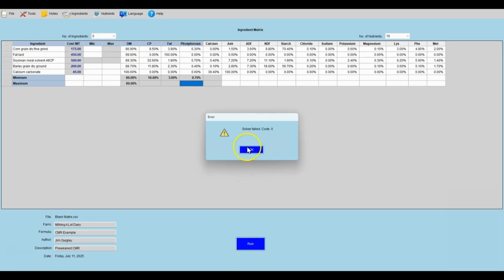infeasible. The only way to meet the phosphorus requirement is by increasing the soybean meal. However, soybean meal has a dry matter of 89.3%, which exceeds the dry matter maximum. These two constraints conflict, and the solver can't resolve them. Every time we add a minimum or maximum, we reduce the solution space. As more constraints are added, that solution space becomes smaller and smaller until eventually no feasible solutions remain.